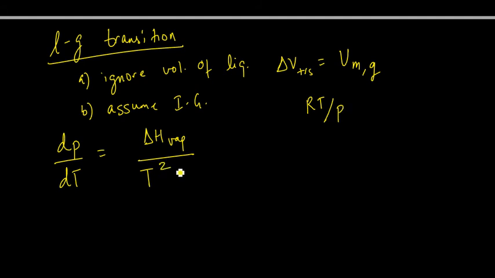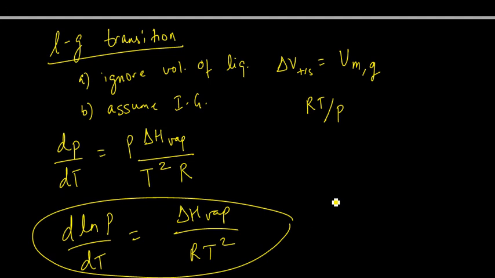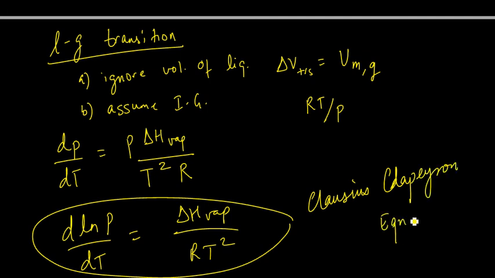So what I get is T square R P, or I can take the P on the other side since we already have P, so that's dP by P. So d log P by dT is equal to delta H by RT square. That fellow has a name to it, it's the Clausius-Clapeyron equation.